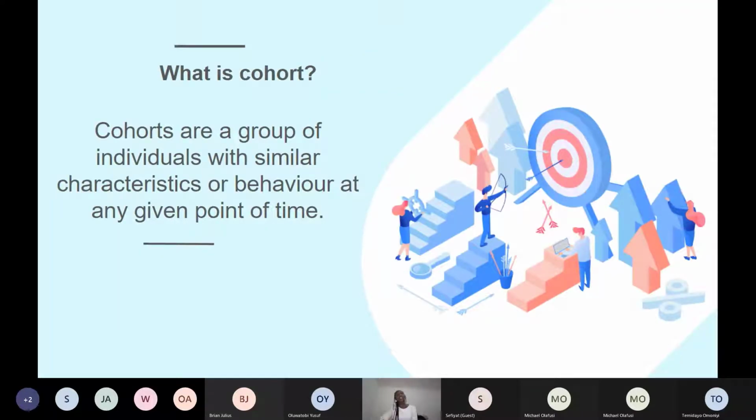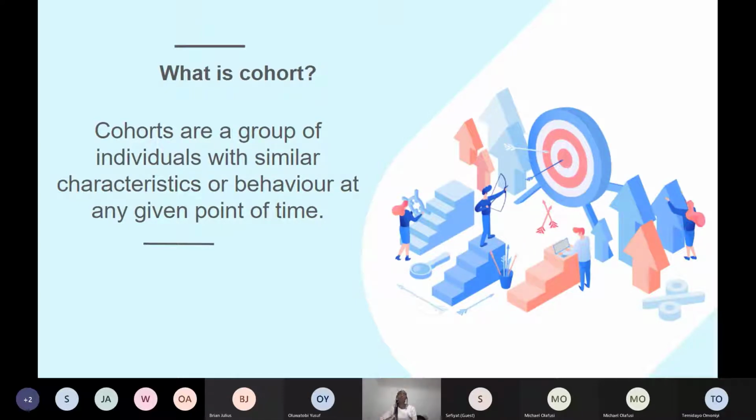So what is a cohort? Cohorts are a group of individuals, a group of people with similar characteristics or behavior at any given point in time. So cohort is just another name for group. It's a group of people. What do they have? What is similar about them? I'll give you an example.